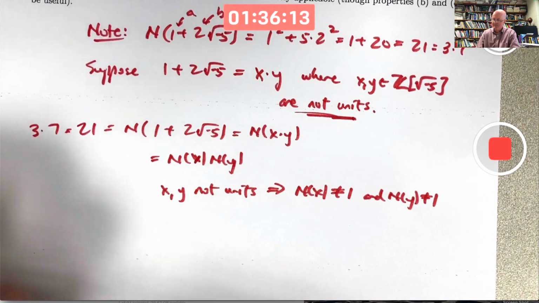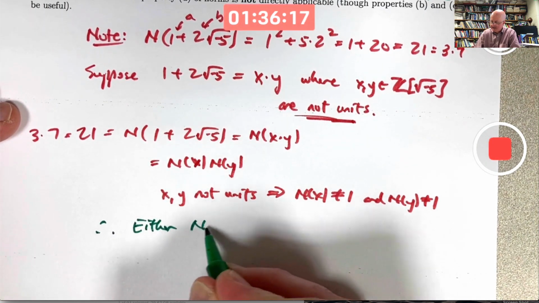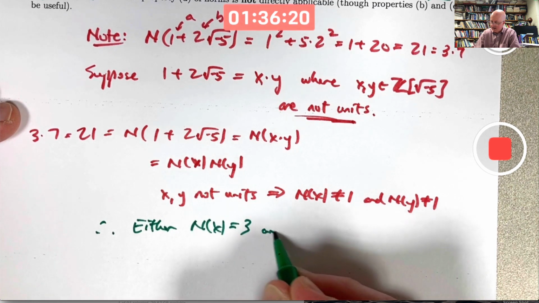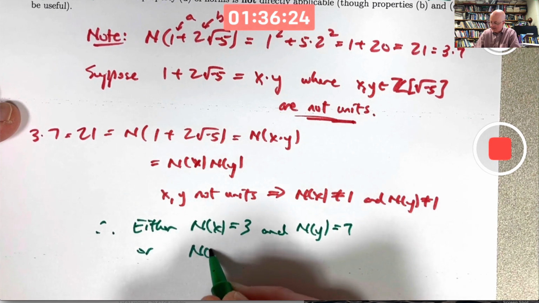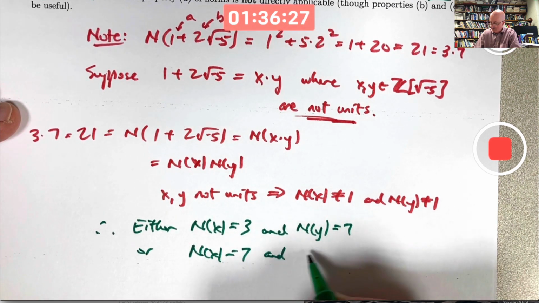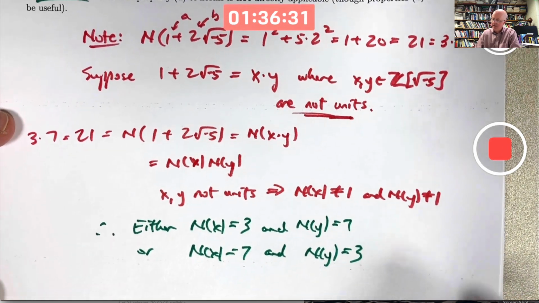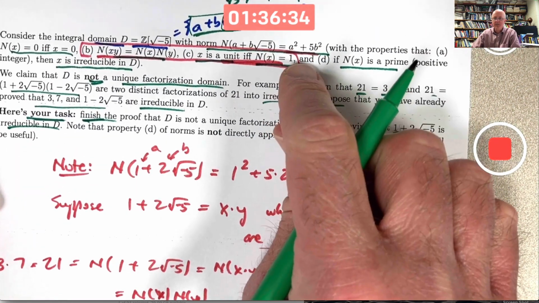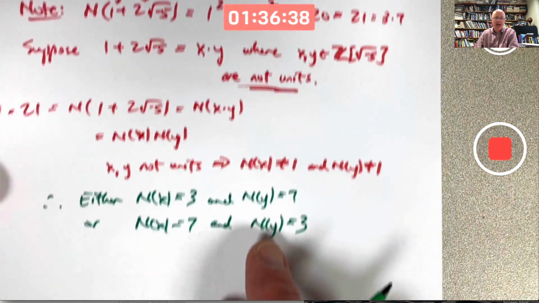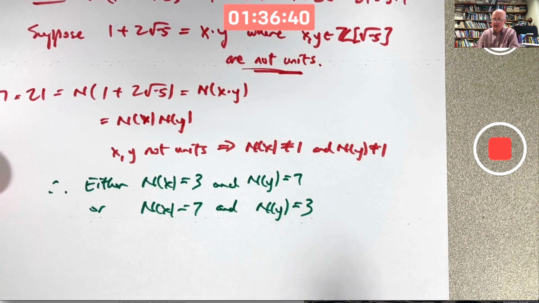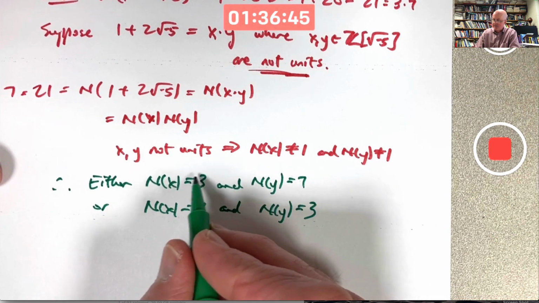Therefore, either n of x equals 3 and n of y equals 7, or n of x equals 7 and n of y equals 3. And in either case, you get a contradiction. These norm values do have to be non-negative, I should say. They can't be negative 3 and negative 7, for example, although we could get contradictions out of that too, perhaps. In either case, you get a contradiction.